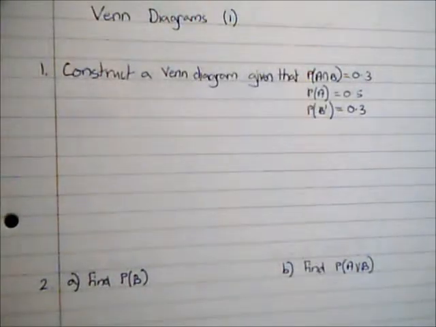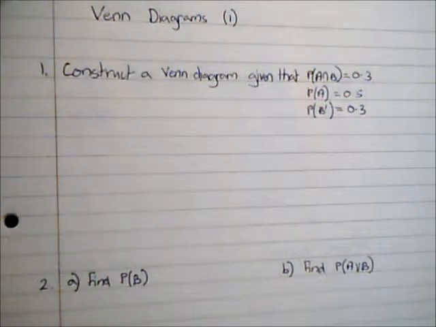In this video we're going to look at how to construct Venn diagrams and how to work out probabilities using Venn diagrams. So we're given some information here, and this is using set notation. The first one here we read is the probability of A intersection B, and that means the probability of both event A and B happening at the same time, and that's 0.3. Then we've got the probability of event A happening is 0.5, and the probability of event B not happening, which is indicated by the dash, is 0.3.